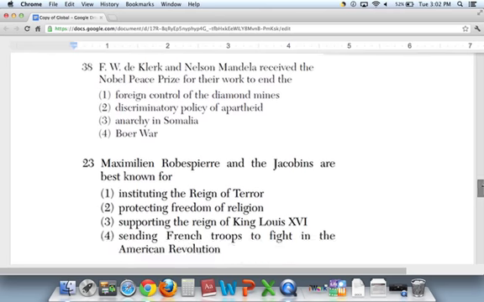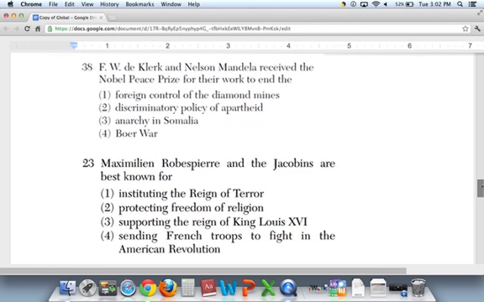Number 38, F.W. de Klerk and Nelson Mandela received the Nobel Peace Prize for their work to end the 1. Foreign control of the diamond mines, 2. Discriminatory policy of apartheid, 3. Anarchy in Somalia, and 4. Boer War.